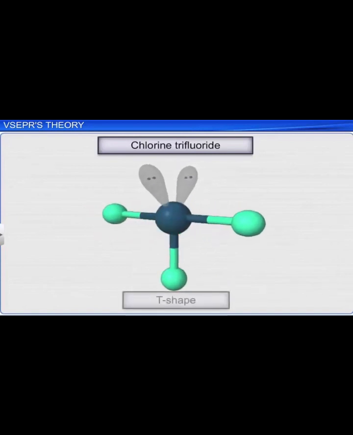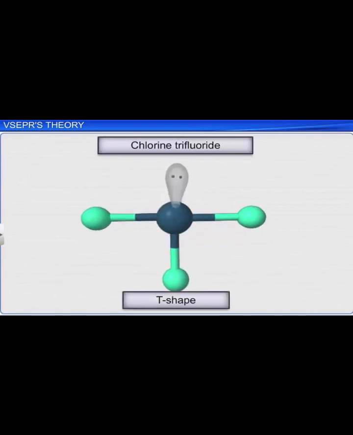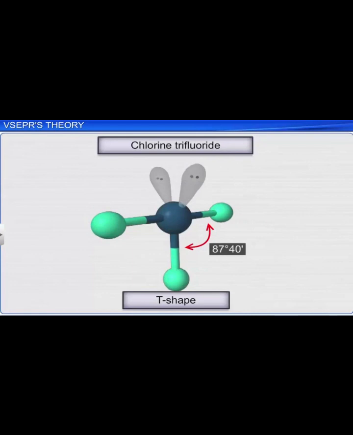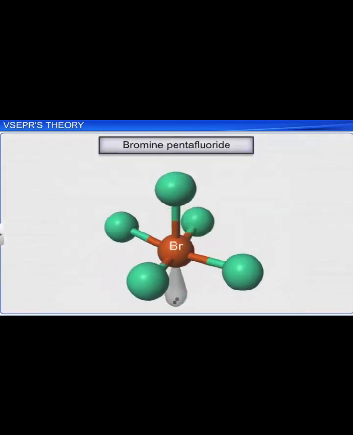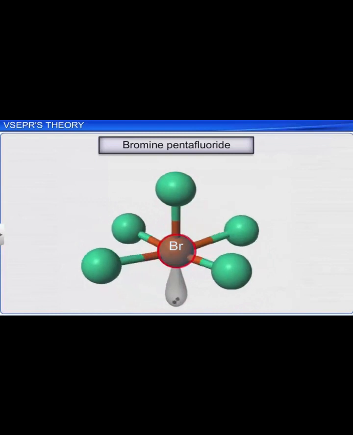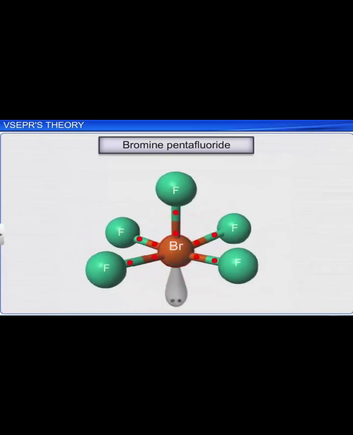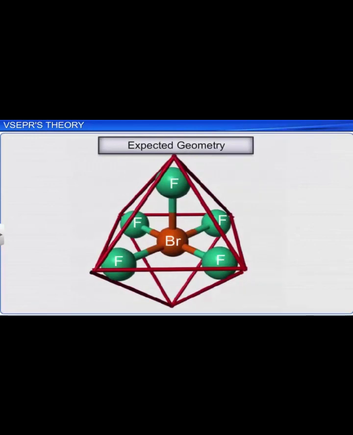The chlorine trifluoride molecule is T-shaped and its bond angle is 87 degrees and 40 minutes, and the molecule shape is distorted due to the 2 lone pairs of electrons on the central chlorine atom. In a molecule of bromine pentafluoride, the central atom bromine has 5 bonded pairs of electrons and 1 lone pair of electrons. Therefore, the geometry of the molecule is distorted octahedral or square pyramidal. It is due to the presence of a lone pair of electrons on the central bromine atom.